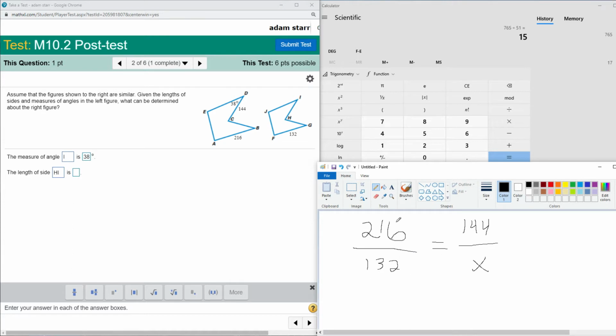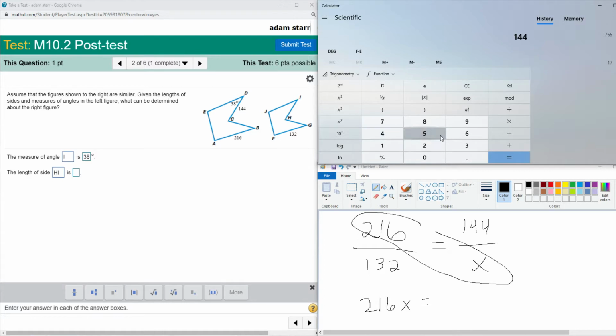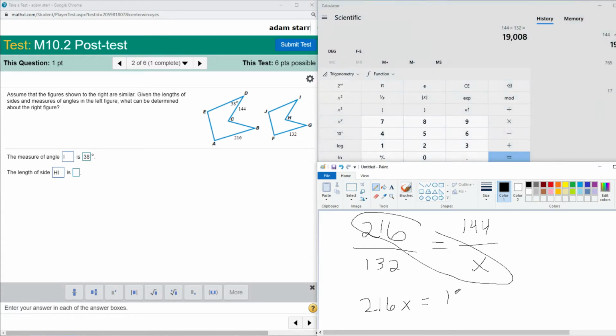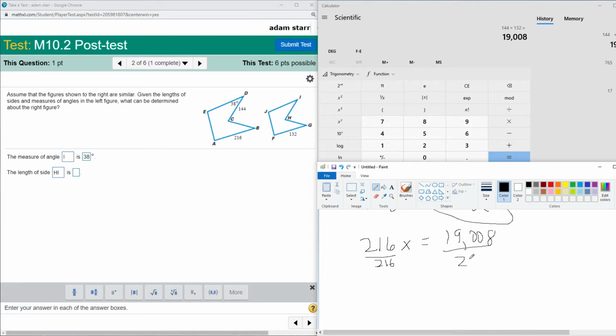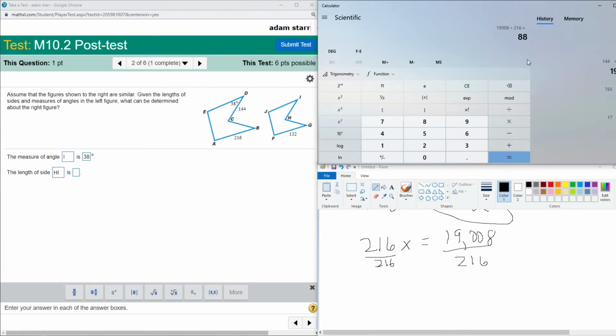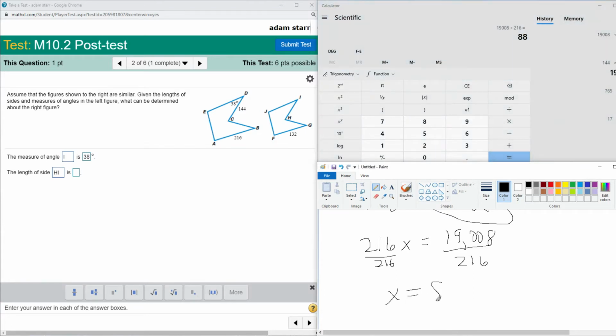So again, we can just cross multiply. So I have 216 times X, 216X equals, and then we're going to multiply the other diagonal, 144 times 132, which is 19,008. And then to solve for X, I'm going to divide both sides by 216. So I'm taking this number, dividing it by 216, and getting that X is 88. So this side here would be 88.